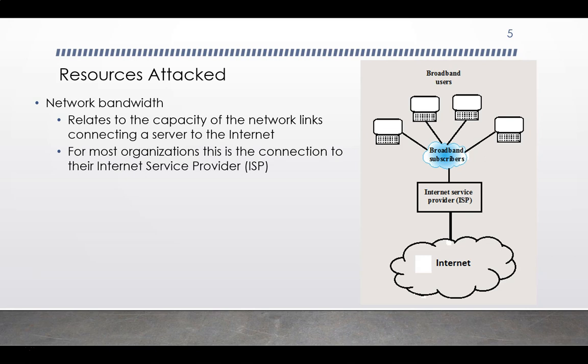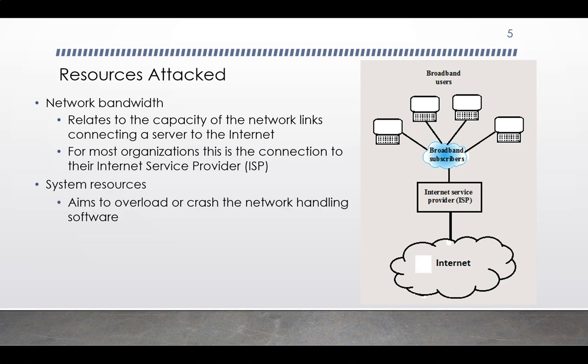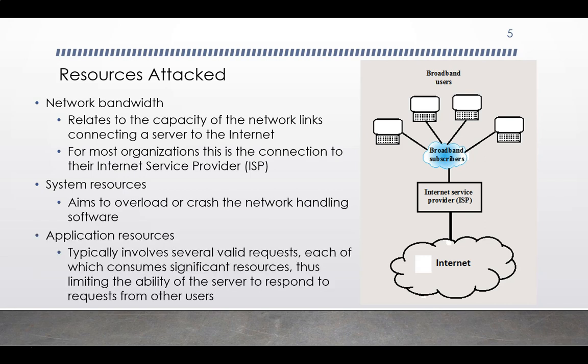In a denial of service attack, most of the traffic directed at the target server is malicious, generated in some way by the attacker. This malicious traffic overwhelms legitimate traffic, effectively denying users access to the server. An attack on system resources aims to overload or crash the network handling software. An attack on application resources typically involves several valid requests, each of which consumes significant resources, thus limiting the ability of the server to respond to requests from other users.